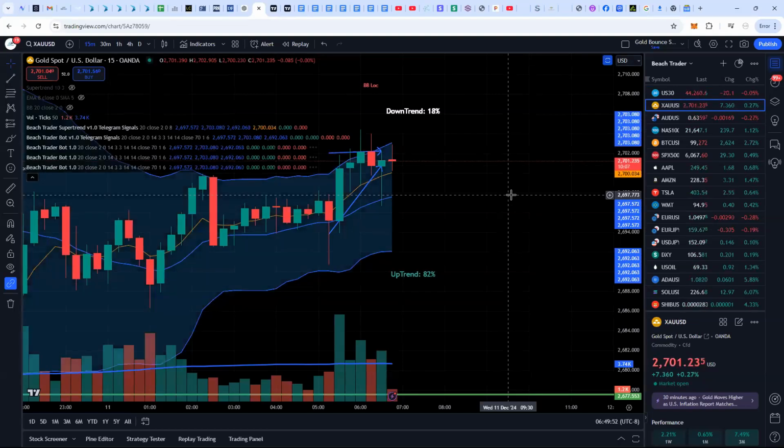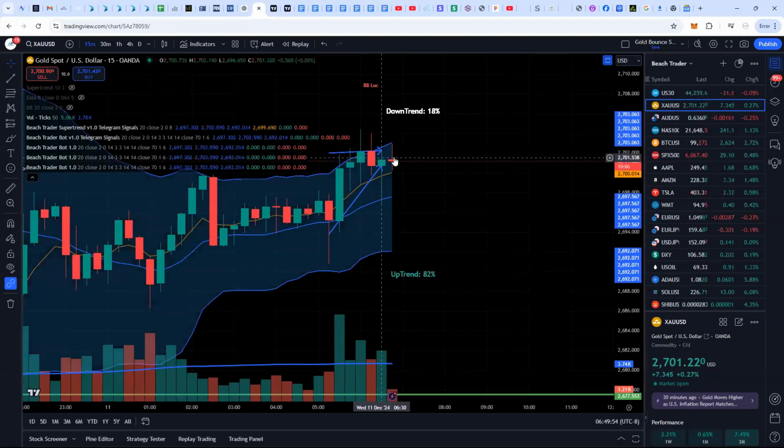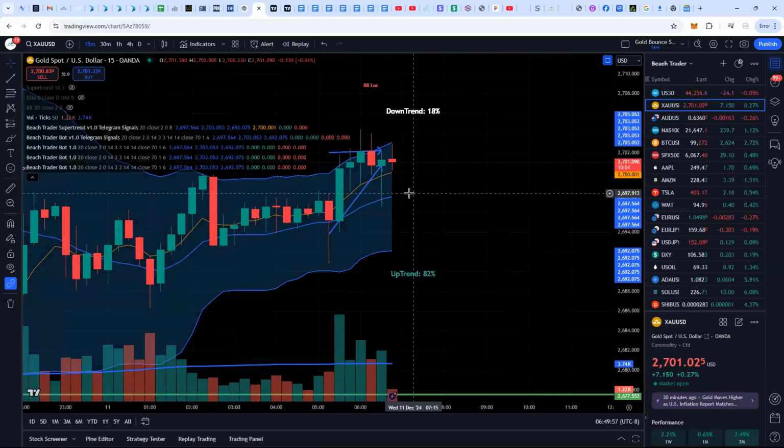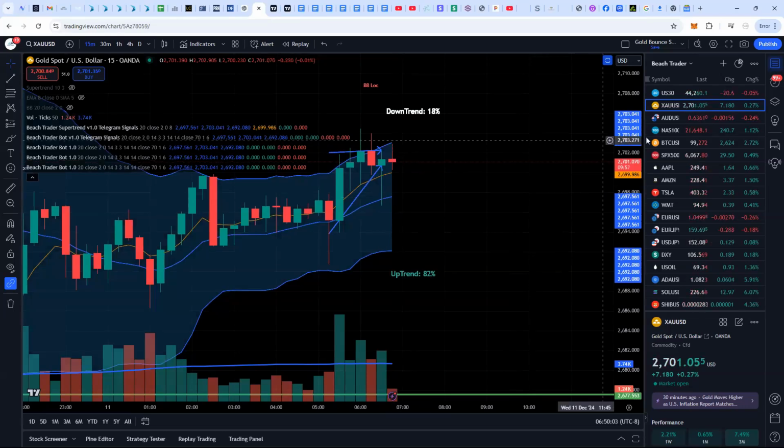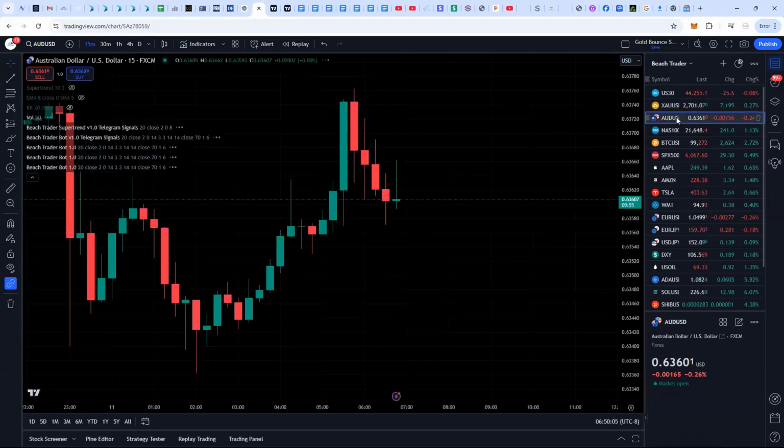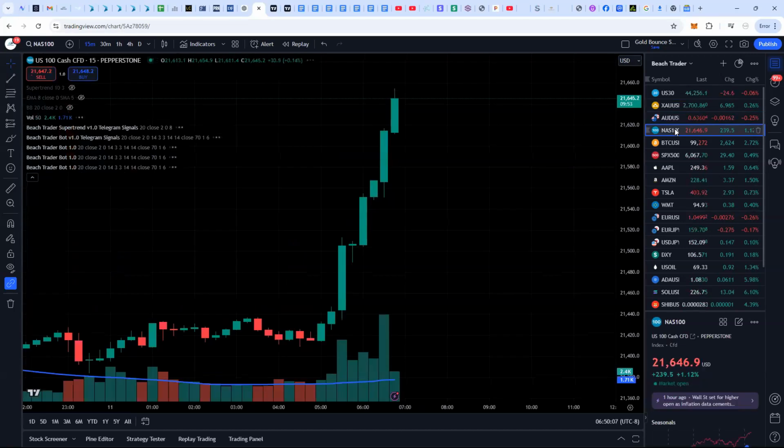Let's look at gold. Gold is really high right now. It's in an uptrend. You can get gold if it hits this orange line or if it hits the blue line to go up. You want to take gold going up. Avoid that. Nas 100 just shot up.